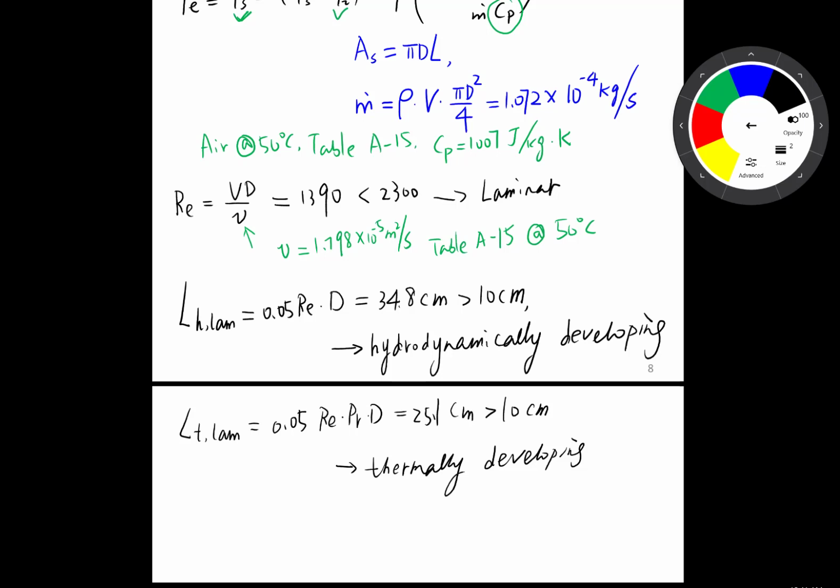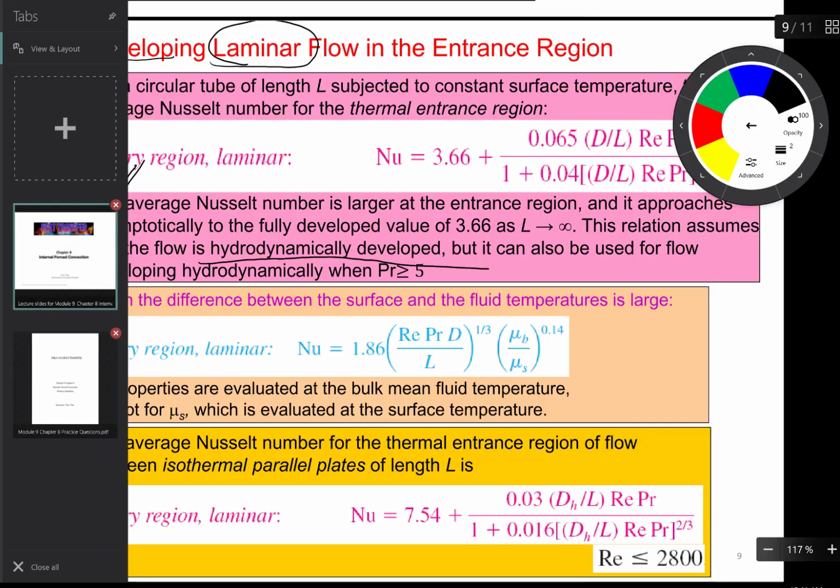Which correlation should we use? Let's check the Prandtl number. The Prandtl number for air at 50 degrees Celsius, we can find from table 8-15. And it's smaller than 5. So which correlation should we use?